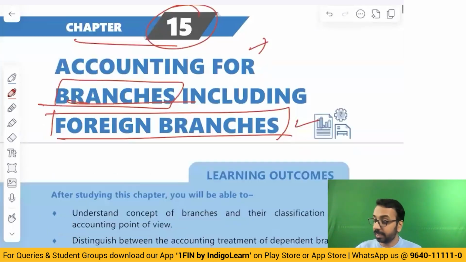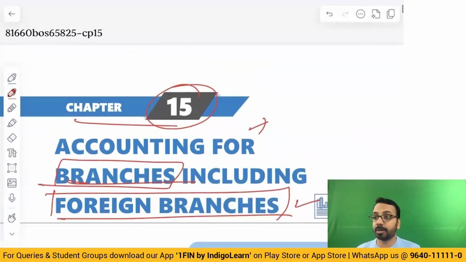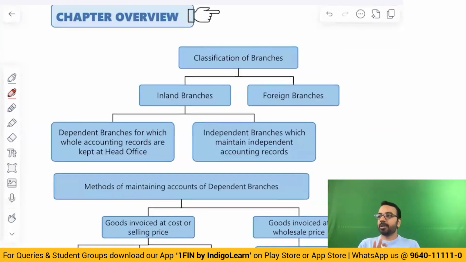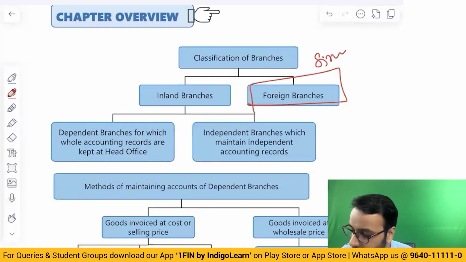Of course, it is a lengthy chapter, one of the lengthiest chapters, I would say. But apart from that, what are the other challenges? Identifying which method to use in some questions. Okay. Confused between stock and debtors method. Okay. Fine.